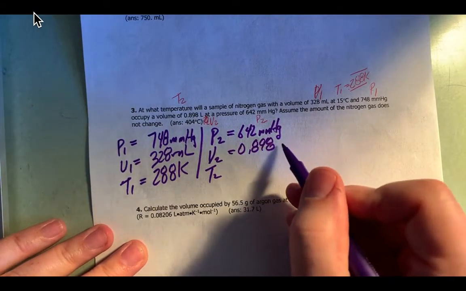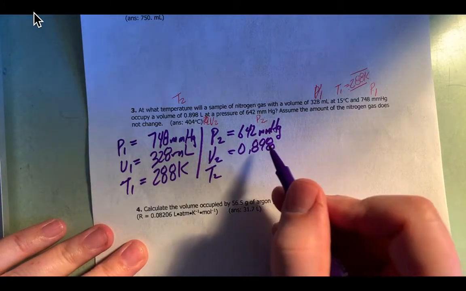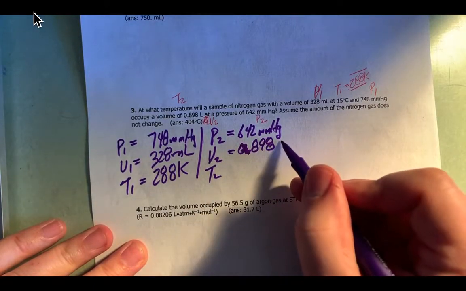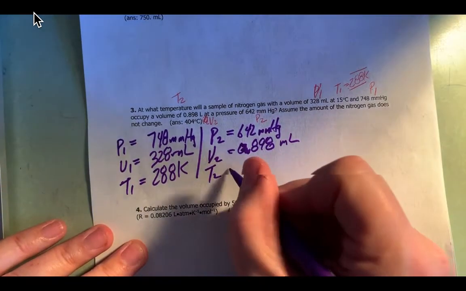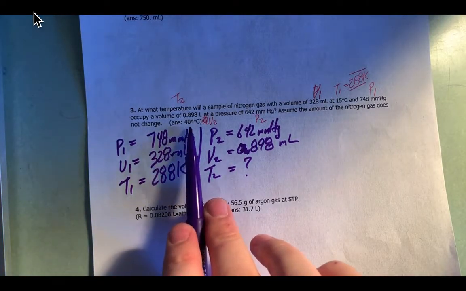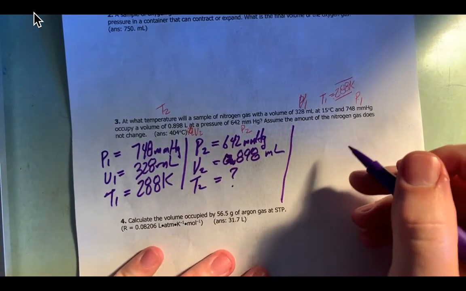0.898 liters. So I have milliliters and liters, so I need to be consistent. So let's just do 898 milliliters. Could have gone the other way. I just need to have a consistent unit. And then my temperature here is my unknown. And this is going to spit out a Kelvin temperature, and then I can see I have an answer here in degrees C. So we're going to have a little bit more work to do.